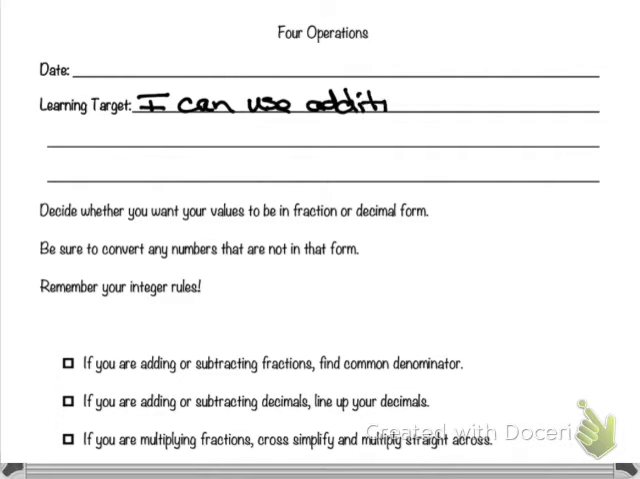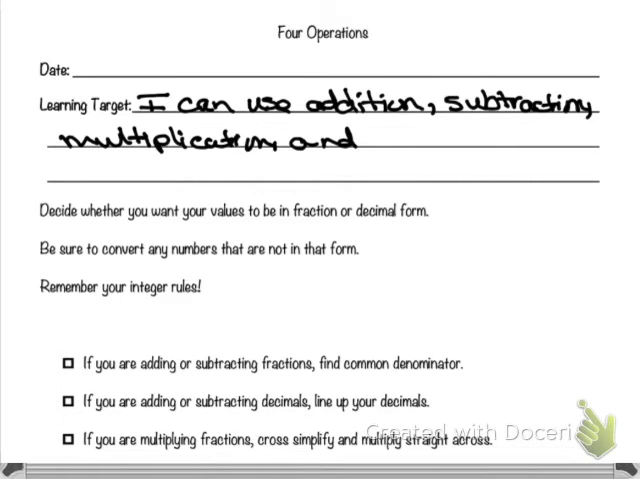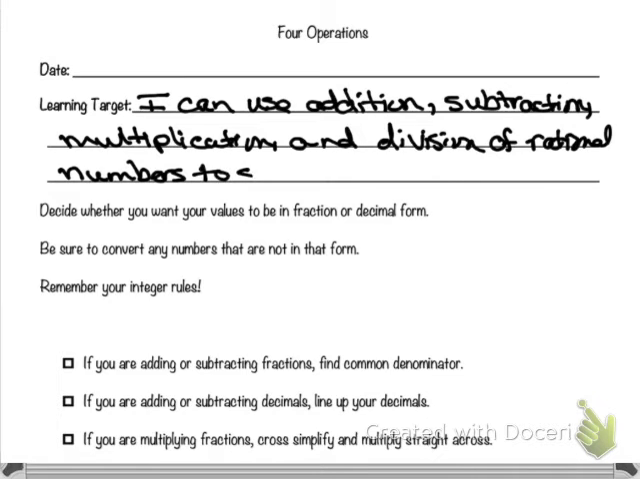Addition, subtraction, multiplication, and division of rational numbers to solve real-world problems and interpret their solutions.